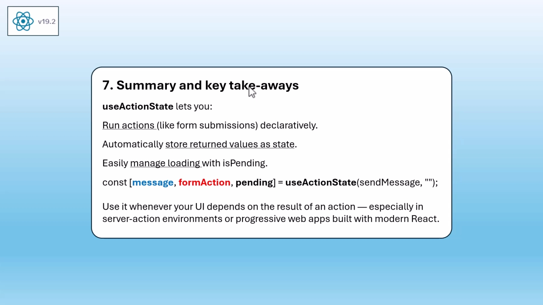The action receives the current state as its first argument, which is an important distinction. In modern React applications, especially those using server actions or progressive frameworks, useActionState simplifies the flow from form submission to UI result.